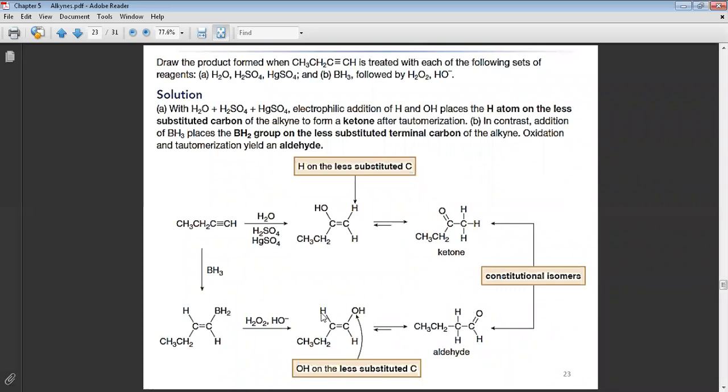In this keto form, this proton comes to here and the double bond converts between the carbon and oxygen, giving you also a carbonyl, but an aldehyde carbonyl. This one is a ketone, this one is an aldehyde. Look, it will be different. If you have addition like Markovnikov rule, or addition reverse to the Markovnikov rule, the product will be different. Exactly, 100 percent.